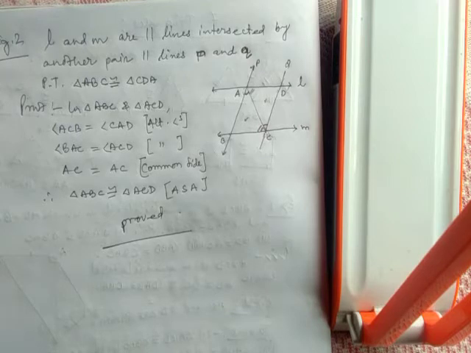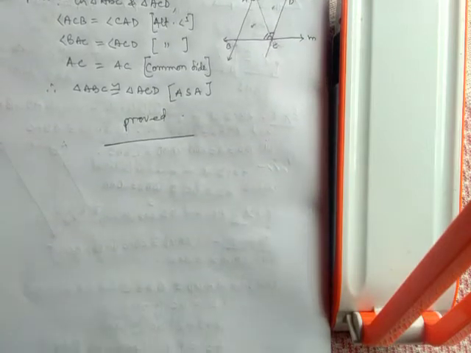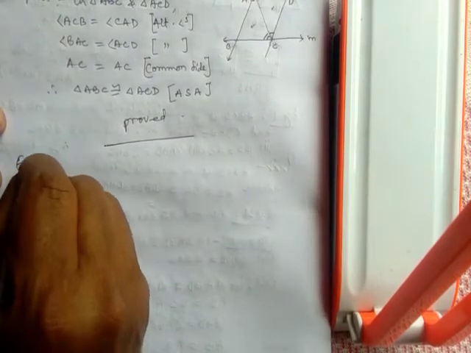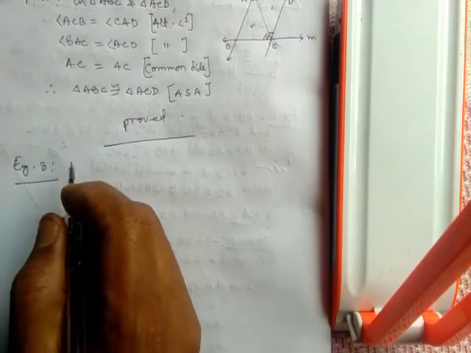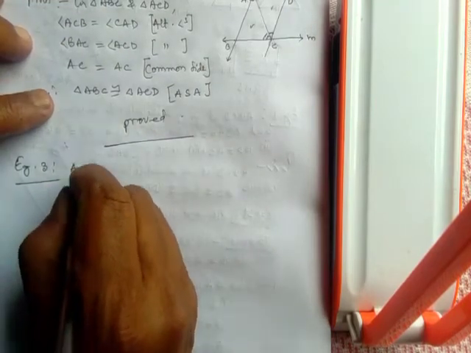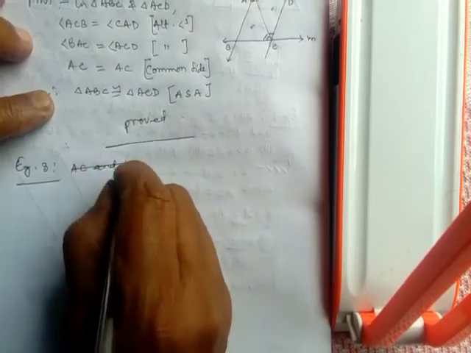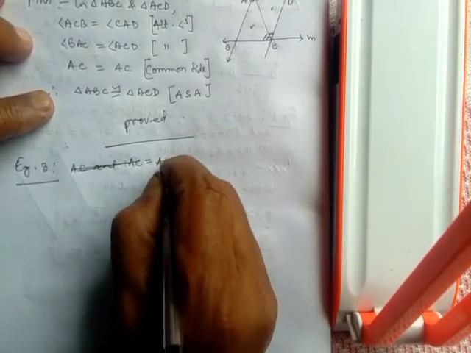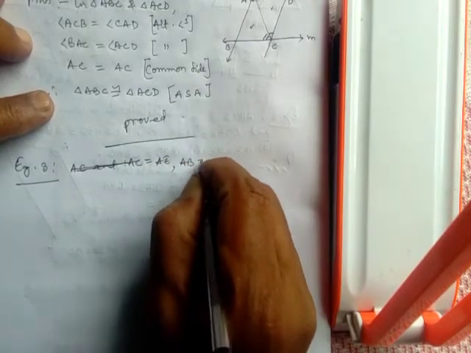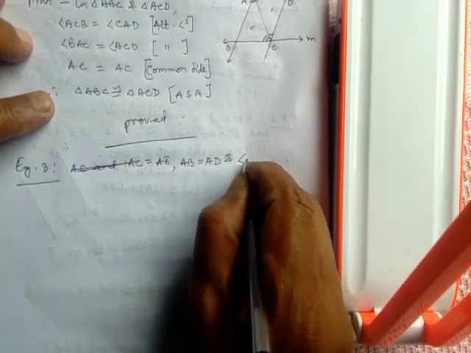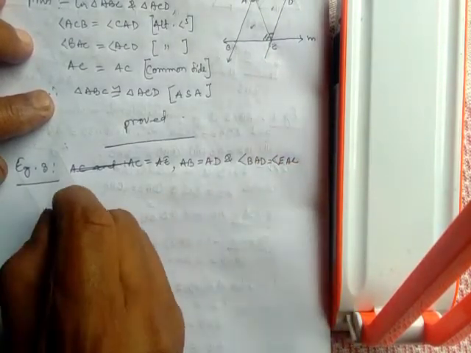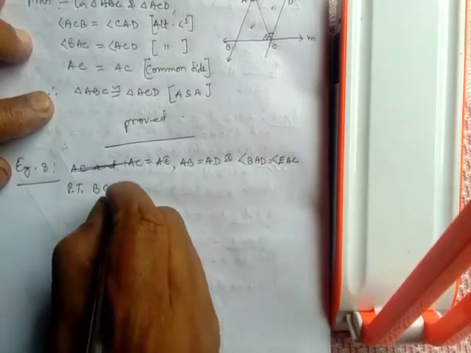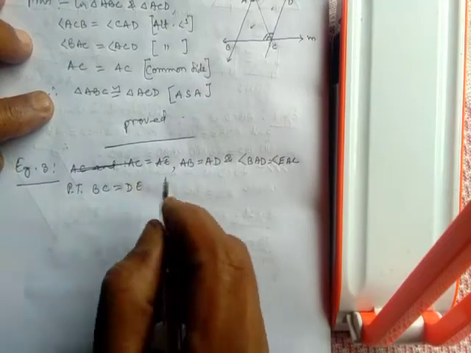Next we will see example number 3. Example number 3: AC is equal to AE, AB is equal to AD, and angle BAD is equal to angle EAC. Prove that BC is equal to DE. This is the question placed to you.